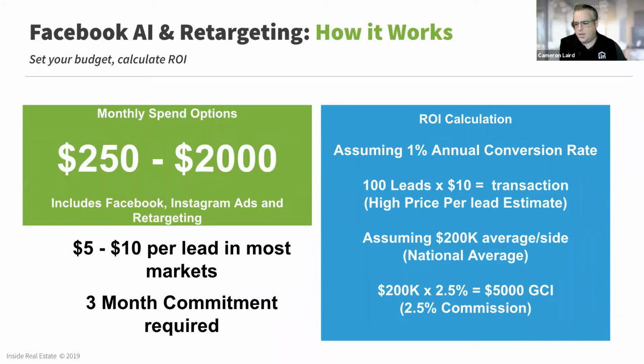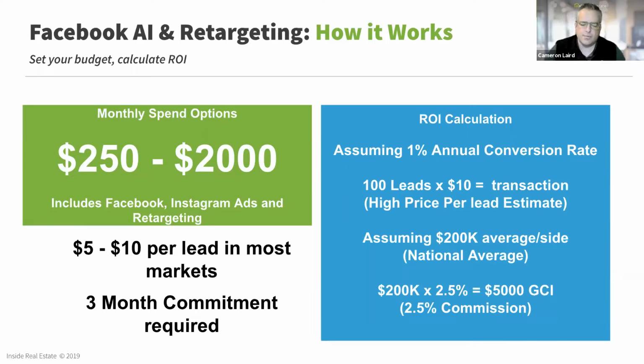Now, somebody asked about the ROI calculation before, and I wanted to take you through this example because this applies no matter which product you're using for your advertising. What you need to do is look at about a 1% annual conversion rate on online leads. This is what NAR will tell you, and all of the online research is telling you that is the average conversion rate for online real estate ads. So what that means is that for every 100 leads, you're likely going to get one transaction.